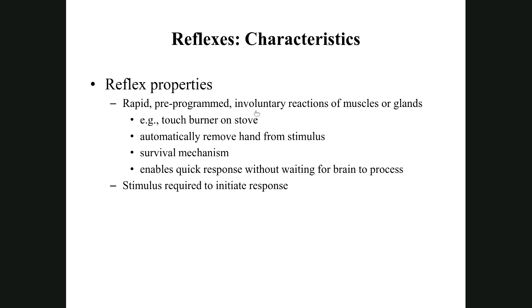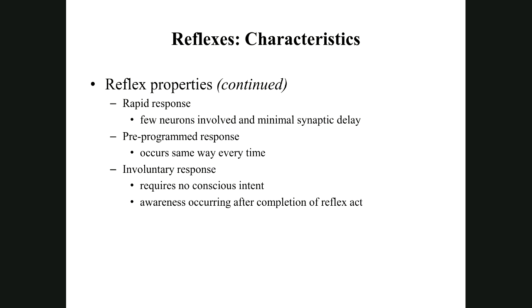And so, again, a good one would be touching a hot stove and jerking that hand back, right? So definitely important for survival. And as we've mentioned, that's one of the main key characteristics of this nervous system compared to the endocrine system. So when we look at this, again, it's rapid, it's pre-programmed, and it's involuntary.